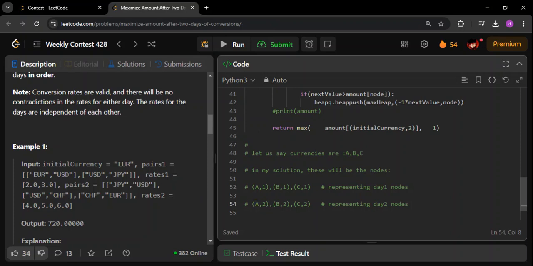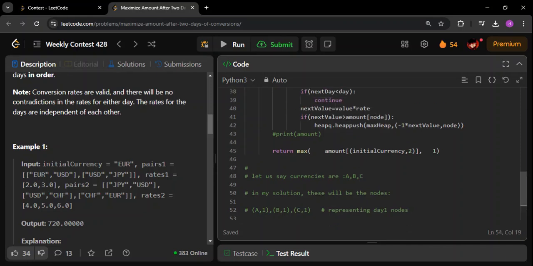For the traversal purpose, what I will do is, B1 should be connected to all the nodes present according to the definitions given here, that is, day one nodes only. The only day two node to which it should be connected is the corresponding day two node. For example, B1 should be connected to B2. Similarly, C1 should be connected to C2, and so on.